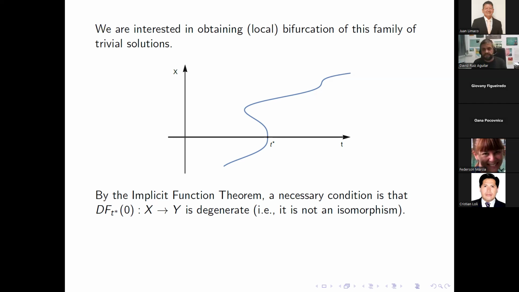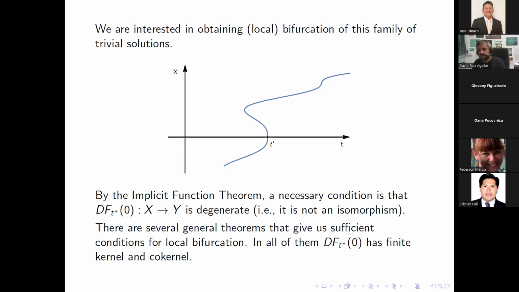Okay, but this is a necessary condition. What about sufficient conditions for bifurcation? Well, there are several theorems, and we are going to use one of them in this talk. In all of them, the differential operator at t star needs to have finite dimensional kernel and co-kernel. So you have an operator that is degenerate, but the kernel is finite dimensional, and also the co-kernel is finite dimensional. And this is always required if you want to use, I don't know, the usual Crandall-Rabinowitz theorem or other local bifurcation theorems.